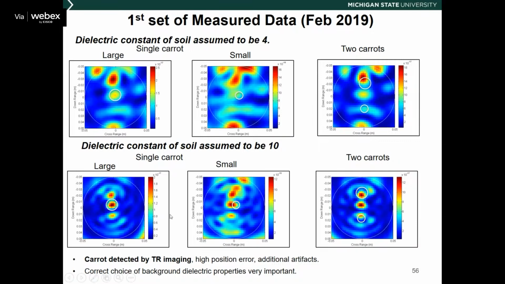So we need to reduce that uncertainty by knowing the soil properties better. Another takeaway is that in the first measurement, we had high position error. We have additional artifacts out there. And the correct choice of background dielectric properties is very important.